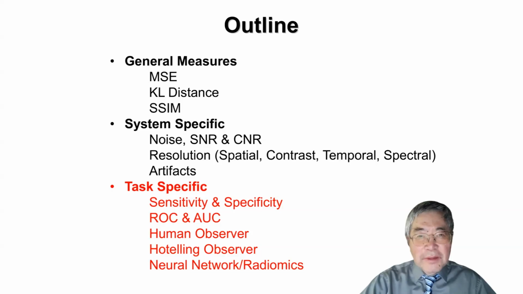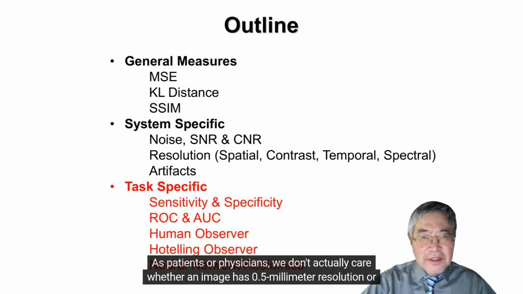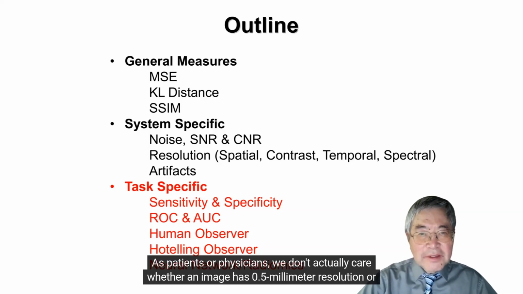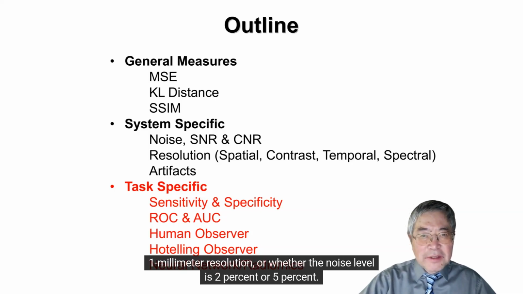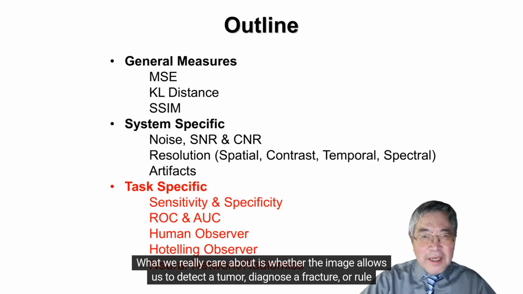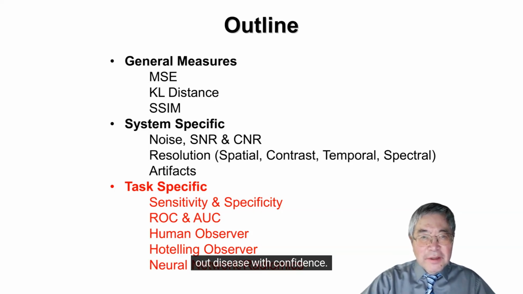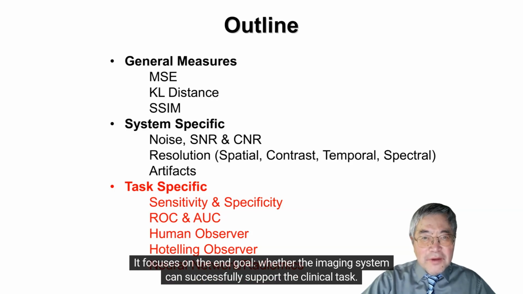Think about it. As patients or physicians, we don't actually care whether an image has 0.5 mm resolution or 1 mm resolution, or whether the noise level is 2% or 5%. What we really care about is whether the image allows us to detect a tumor, diagnose a fracture, or rule out disease with confidence. That's why task-based assessment is so important. It focuses on the end goal, whether the imaging system can successfully support the clinical task.